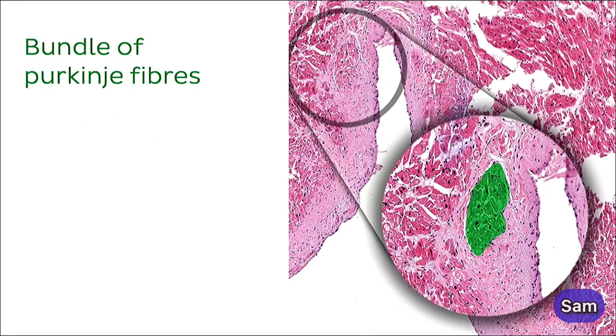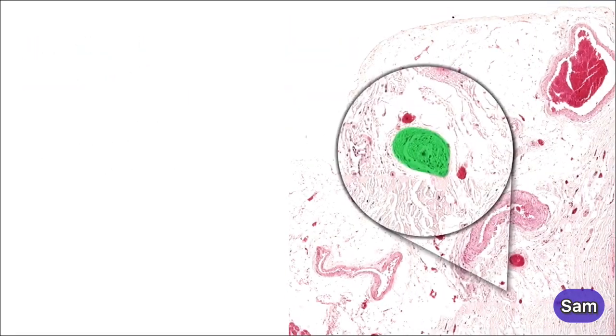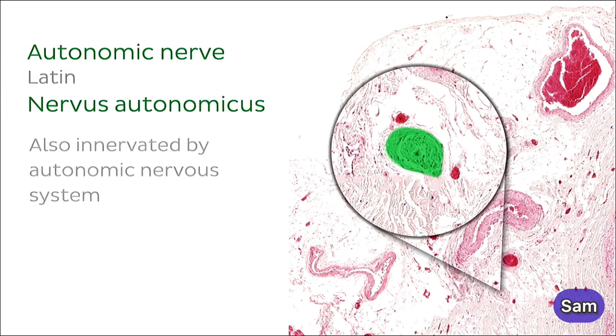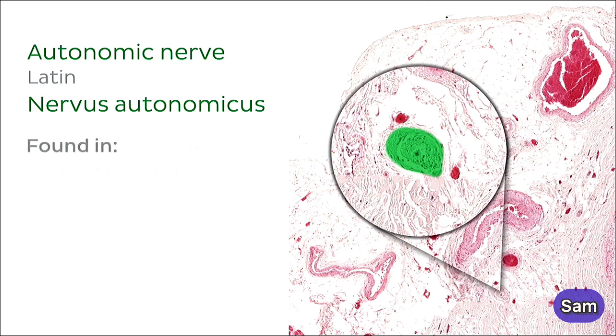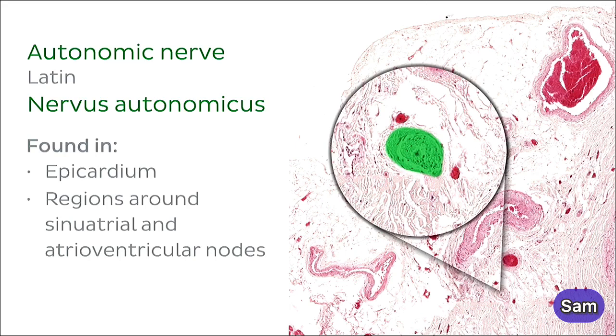Purkinje fibers are the terminal strands of nervous tissue in the heart, and their ends will stimulate the ventricles to contract at the end of the heart's conduction system path. So besides the heart's own conduction system, it's also innervated by the autonomic nervous system. And it's through these nerves that the brain can tell the heart to speed up or to slow down. And these nerves are found in the epicardium, as well as the regions of the sinoatrial and atrioventricular nodes. In this image, we can see an autonomic nerve highlighted in green within the epicardium.